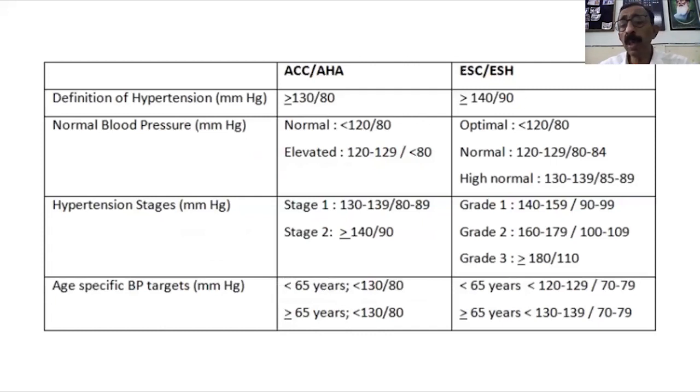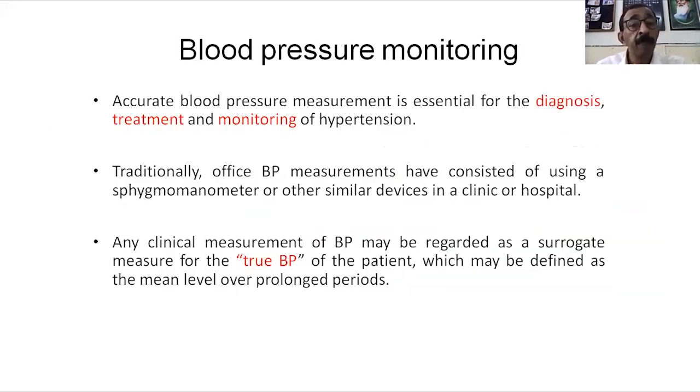Now, in addition to the JNC8 classification, we have some other criteria also which help us in staging the hypertension. That is, for example, the ACC/AHA guidelines. Then we have the ESC-ESH guidelines. There is some difference in the values as far as the staging is concerned. Now, blood pressure monitoring, you know, accurate blood pressure monitoring is essential for the diagnosis, treatment, and monitoring of hypertension.